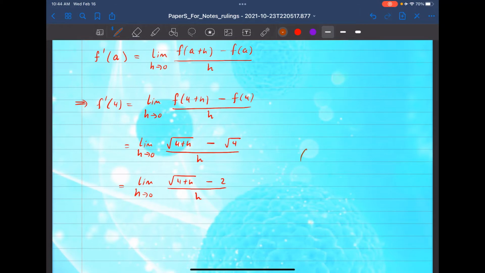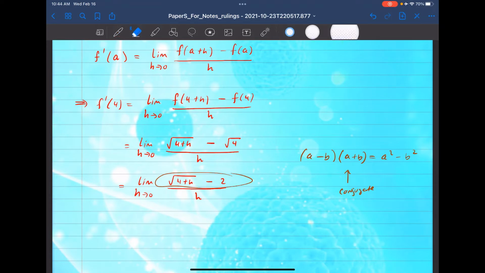So recall that if you have a minus b and you multiply it by a plus b, you get a squared minus b squared. So this is what we know as the conjugate of an expression. When you multiply them, you get the difference of two perfect squares. So in this case, I have this form. So the conjugate will be square root of 4 plus h plus 2, so that when I multiply it top and bottom of this limit, I get square root of 4 plus h squared minus 2 squared. So multiply top and bottom by the conjugate.